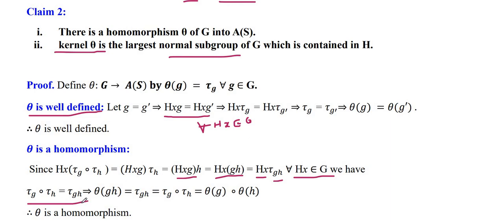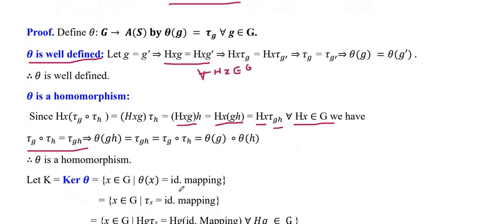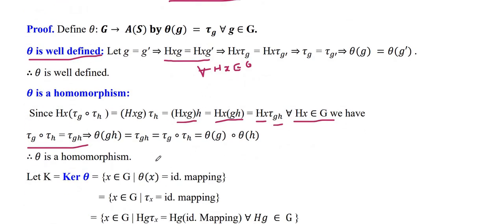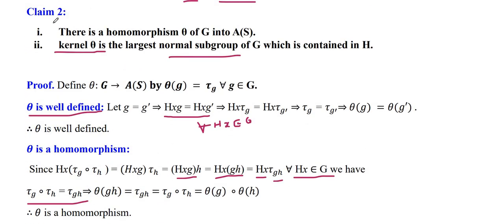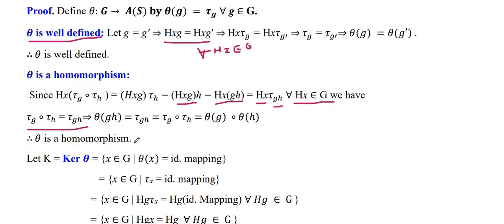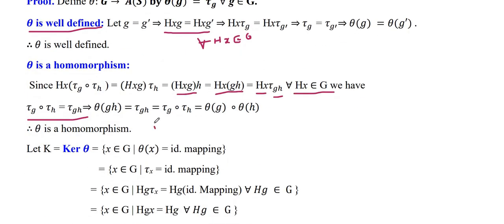So you have this, and this is nothing but theta of gh. Or rather we can consider theta of gh, and by the definition of theta, it is nothing but tau gh. From here we have tau g composition tau h, and this is theta of g and this is theta of h. So theta is a homomorphism. So that proves the first part of this claim 2. So this proves the first part of the second claim.